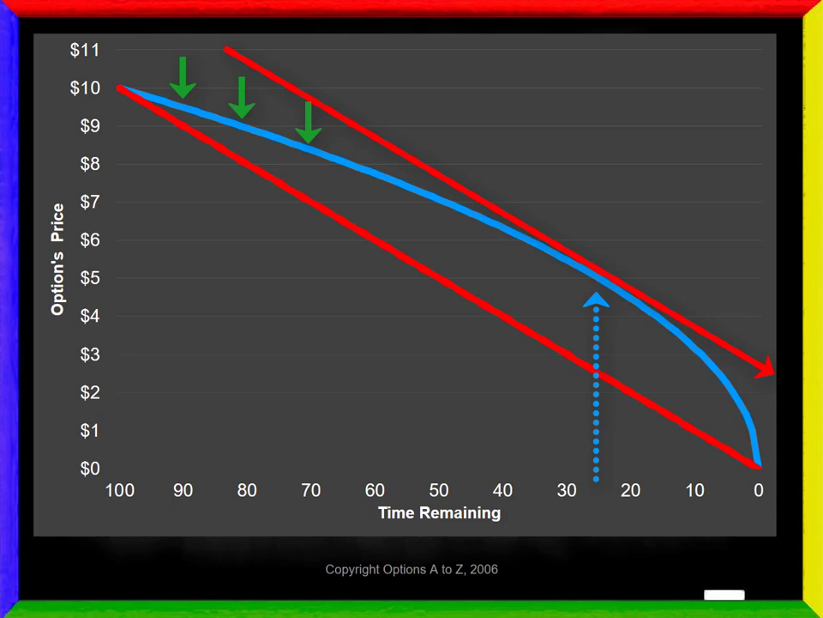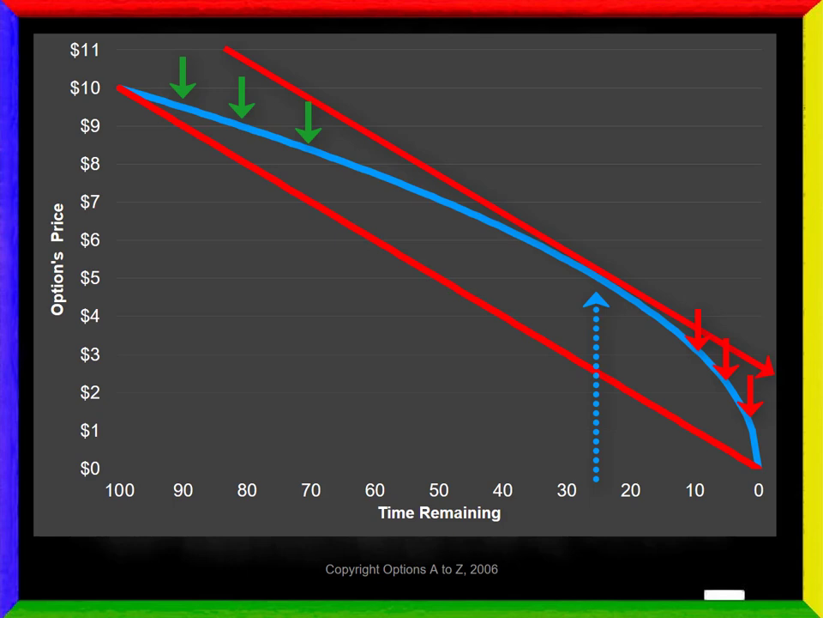Your option's price will decay at a slower pace, at least slower than average, than if it were priced under a linear pricing relationship. But once you cross the 25% mark, it flips. The blue curve is now relatively steeper than the red. So all options begin to show a greater slope in time decay when 25% of the time remains, or when 75% of the time has passed.